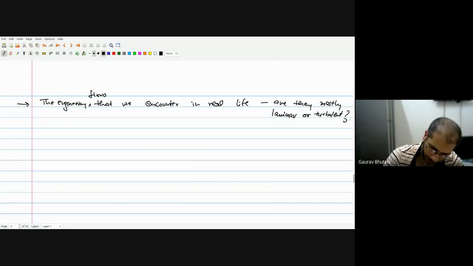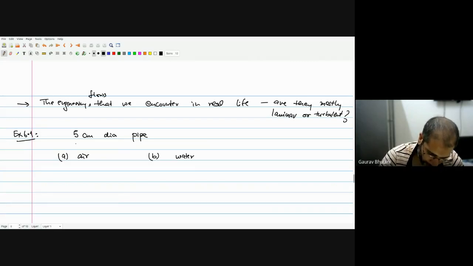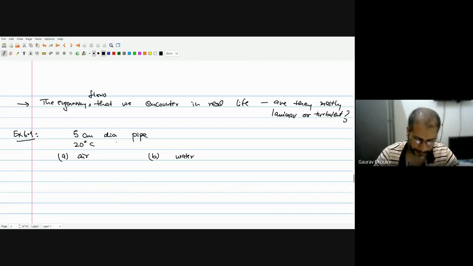So let's solve a problem. This is example number 6.1 from your textbook. So you have a pipe with a 5 centimeter diameter, and you have flow happening of two fluids. We have to consider two cases. One is for air and the other is for water. And the temperature is 20 degrees centigrade. This is the flow temperature.